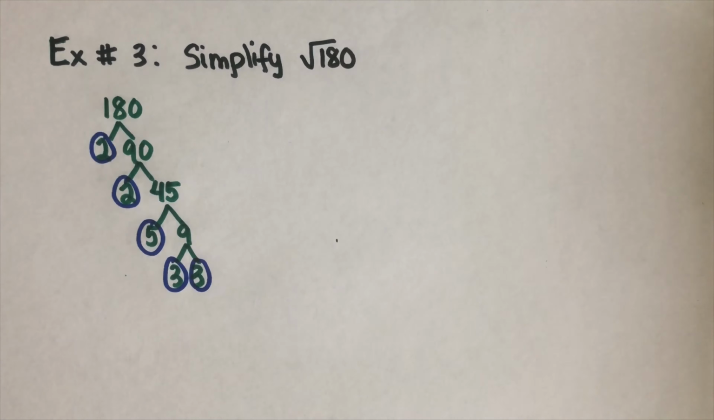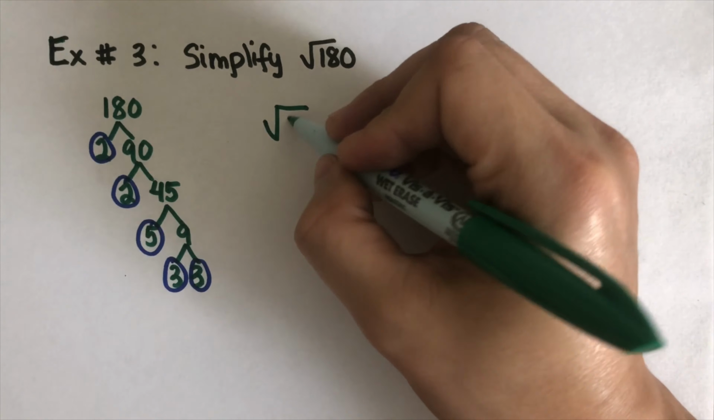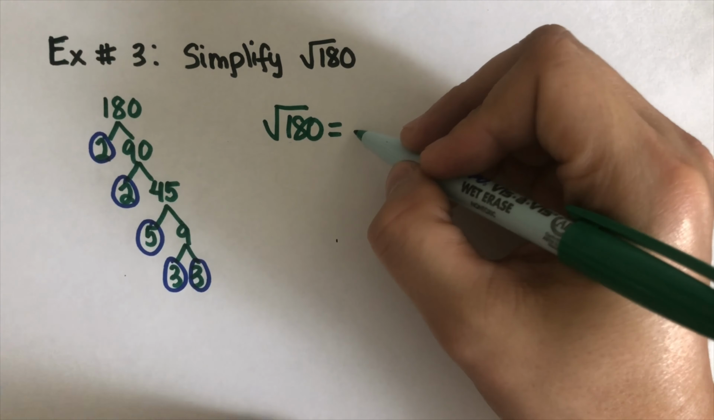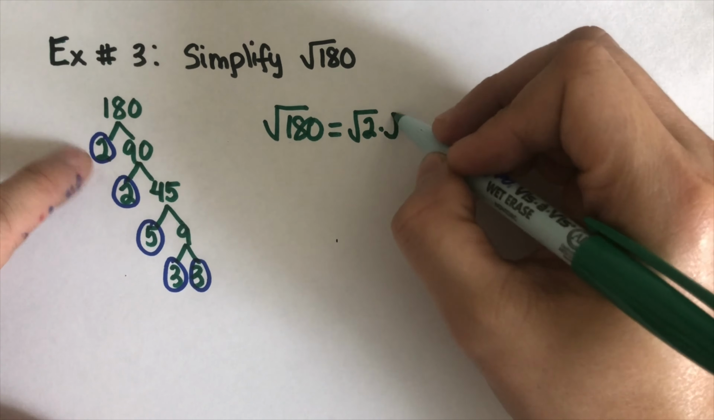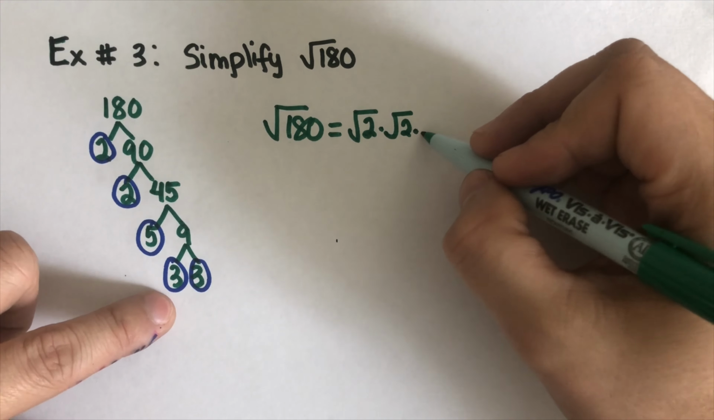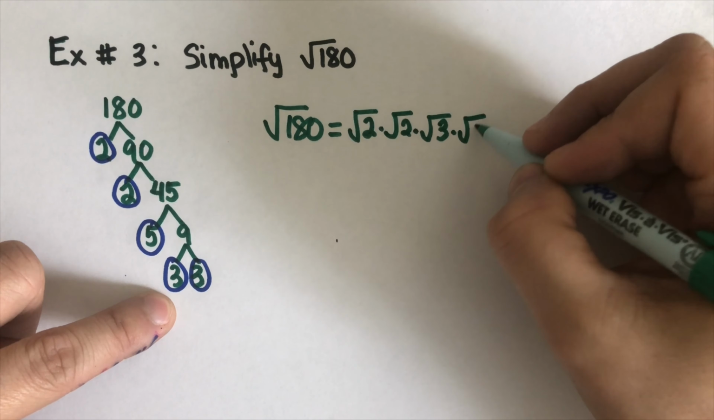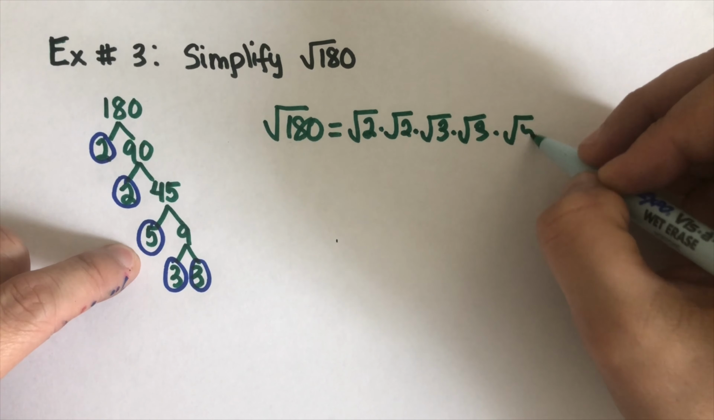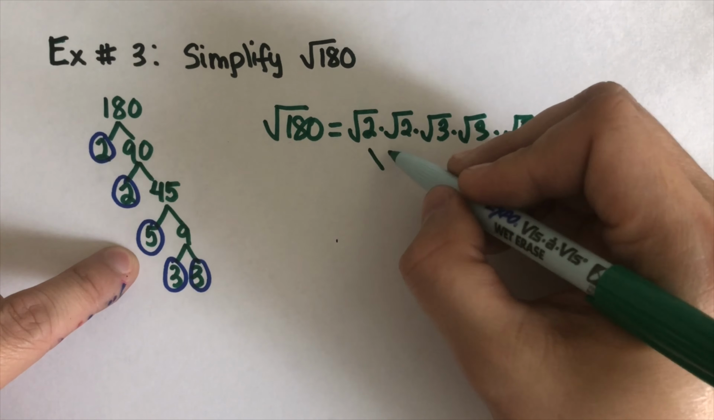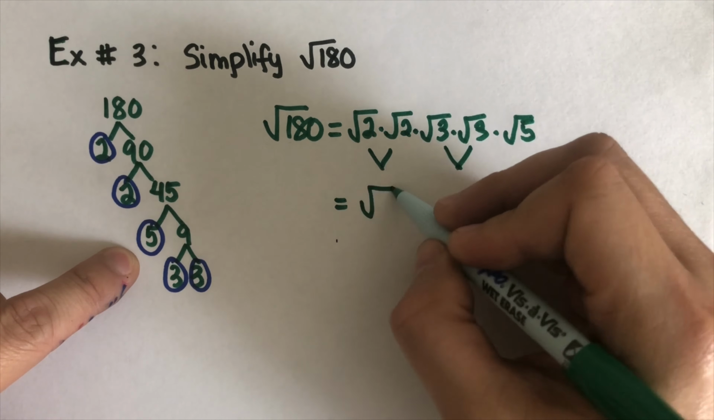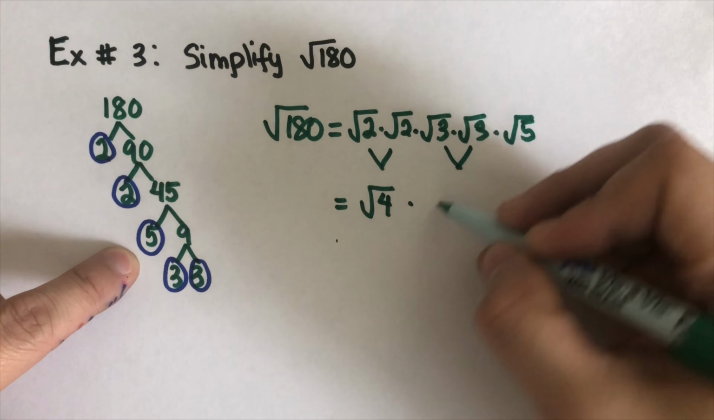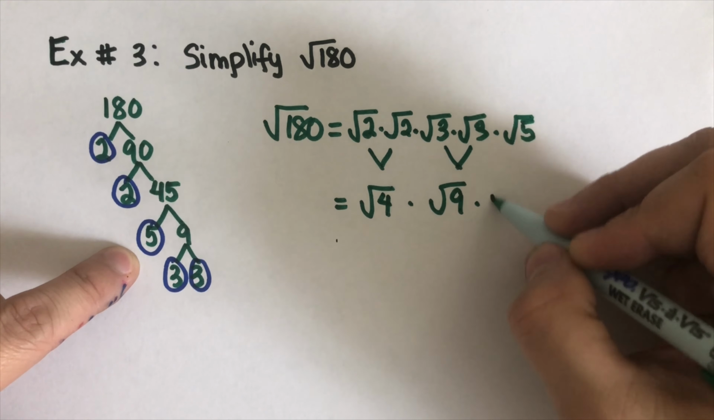So then I can go ahead and write square root of 180 equals, in order, from smallest to biggest, the square root of 2 times square root of 2 times square root of 3 times square root of 3, and we have a square root of 5. So we are ready to partner them up. These two are partners, so this comes out square root of 4. And then times square root of 9 times square root of 5.